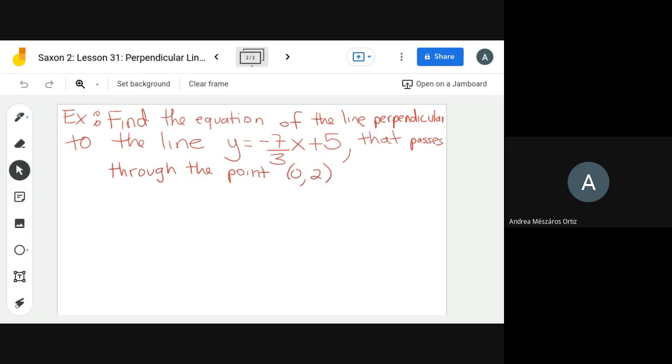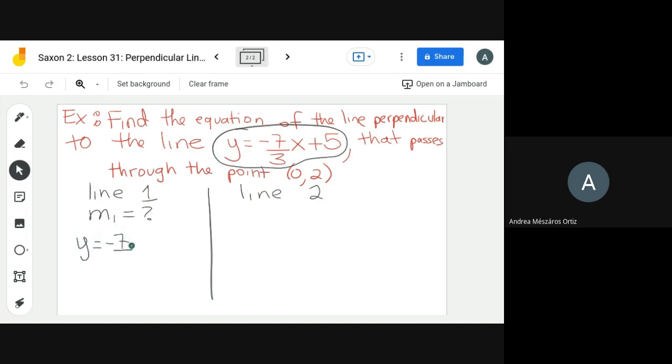Okay, so remember, just like we did before in our examples of parallel lines, we're going to have two lines. Line 1, where we only need the slope 1. That's all we care about. And line 2, where we have to find the equation, doing all the process. Okay, so this is our line 1. So I'm going to put it here, y equals negative 7/3 x plus 5.